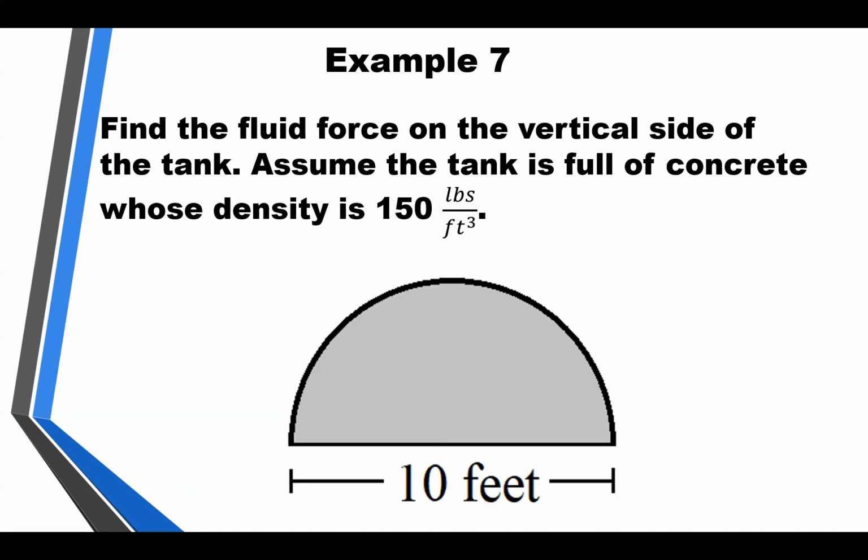And notice that on the bottom here, it says that the diameter of the circle is 10 feet. Be careful there, that's diameter is 10 feet. That is not the radius. The radius, therefore, would be 5 feet. Let's do this calculation.